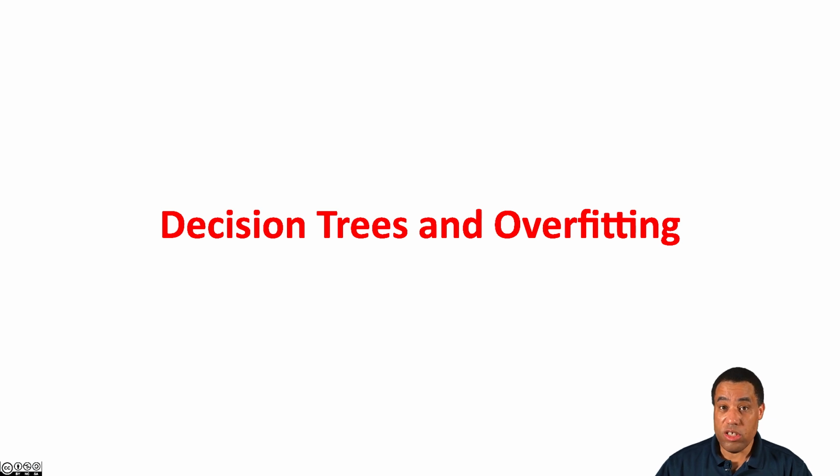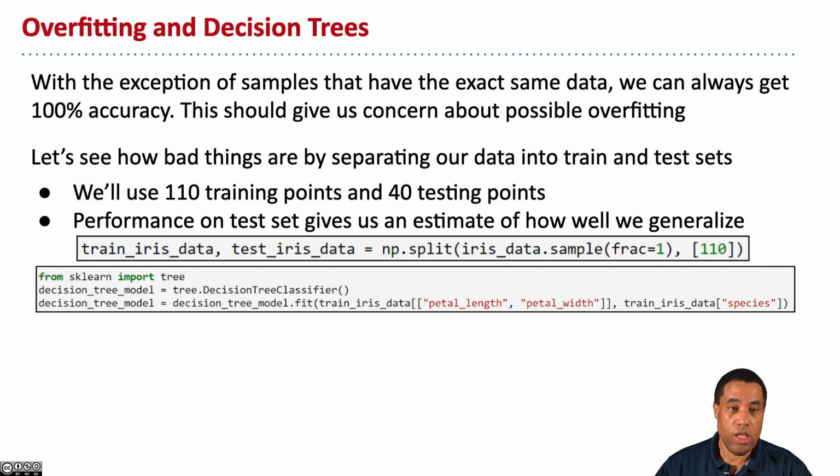Let's talk about decision trees and overfitting. With the exception of the samples that have the exact same data, we're always going to get 100% accuracy, right? And so that should give us some concern about overfitting. So let's see how bad things could get by separating our data into a training set and a testing set. We'll use 110 training points, and then we'll use 40 testing points.